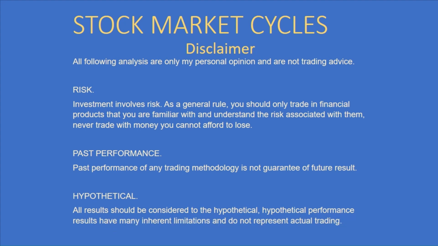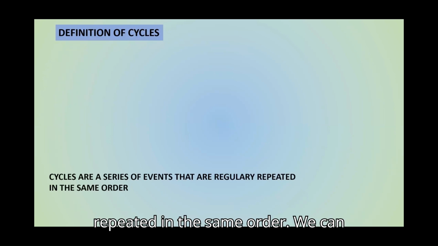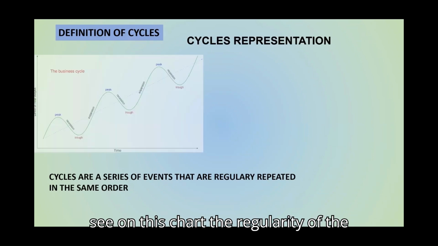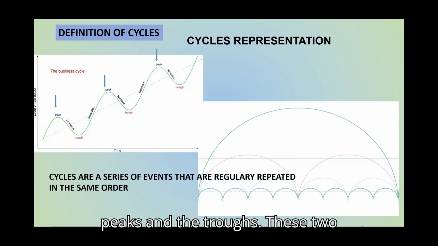This week we will define the cycles and how they work. Let's start first with the cycle definition. Cycles are a series of events that regularly repeat in the same order. We can see on this chart the regularity of the peaks and the troughs.